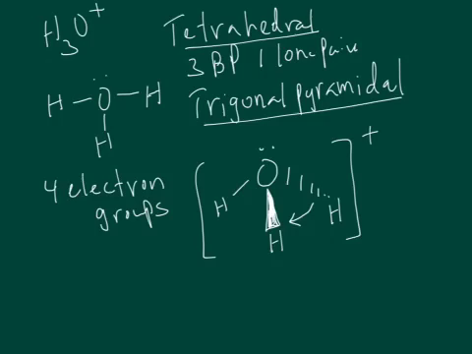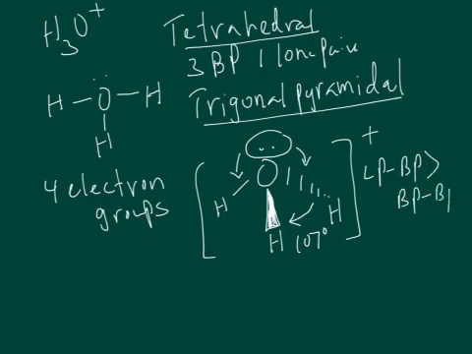molecule angles would be 109.5, but in here, because of this lone pair, this lone pair pushes these hydrogen bonds, resulting in 107 degrees, which is less than 109.5 degrees. And as you know, lone pair bonding pair repulsion is greater than bonding pair repulsion. So that's why this has a 107 degree angle.